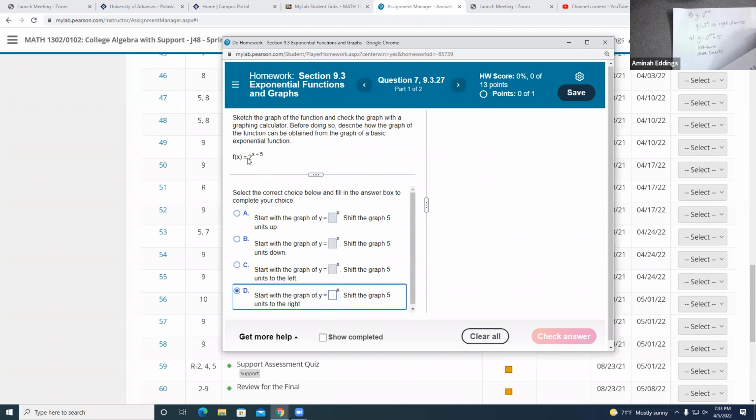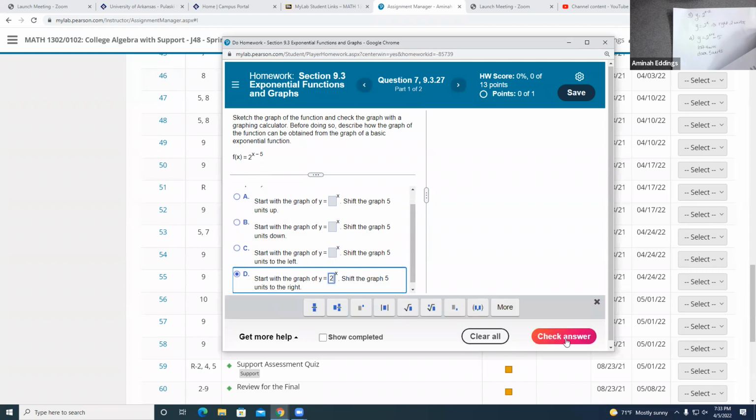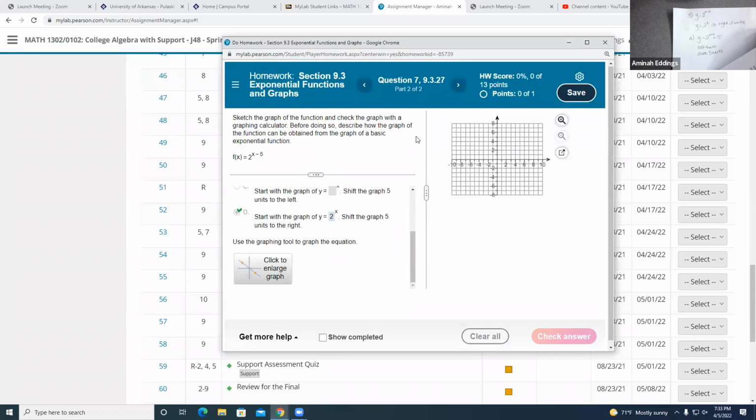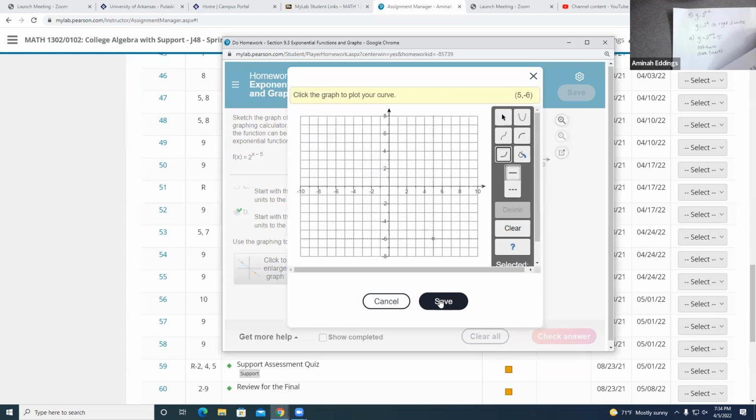but then make sure that you understand you need to start here. So we're starting with, remember, f of x, or y, is equal to 2 to the x. So I'm going to put a 2 there. Okay, now I'm going to check my answer. Good job. All right, so now it's time to graph it. So what we are being asked to graph is y is equal to 2 to the x minus 5. Okay, so let's go here. First thing we have to do is choose a tool. Okay, and so this is our exponential function curve. So we're going to choose that. And then we want to save it.